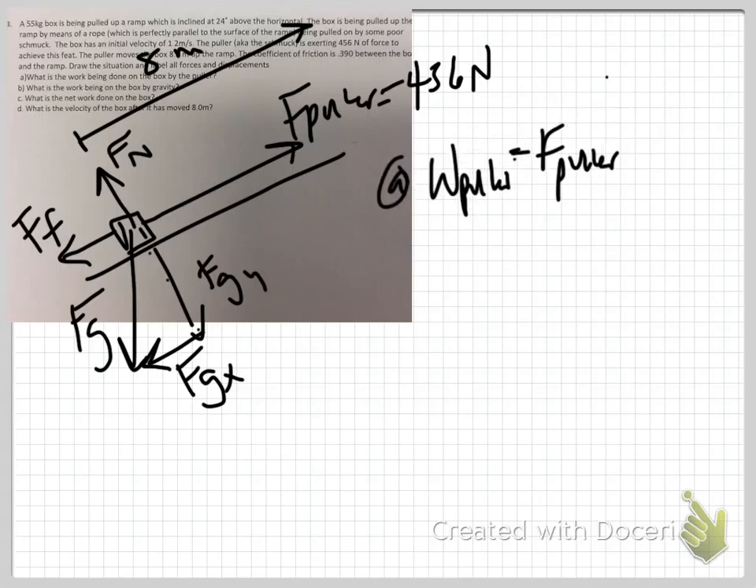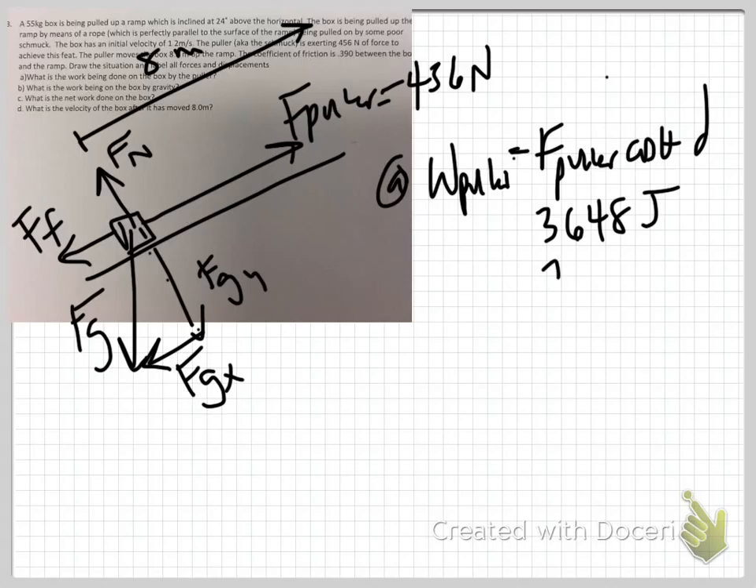So work of the puller is equal to the force of the puller times cosine theta, where theta is the angle between the force and the distance, times d. And it couldn't be more straightforward. Cosine theta between the force of the puller and the motion is 0. He's pulling, or you're pulling, she's pulling, in the direction that the box is traveling. So we get 3648 joules, and with sig figs, for the final answer for that one, we would get 3600 joules as the work done by the puller.